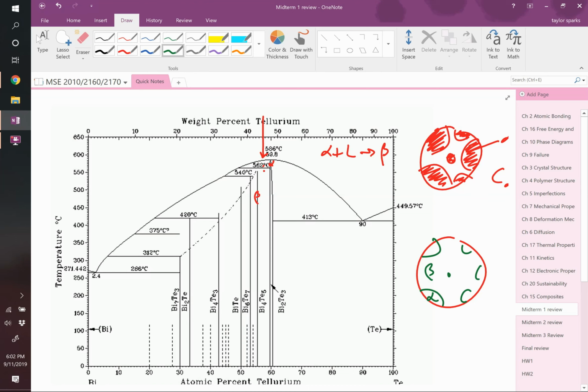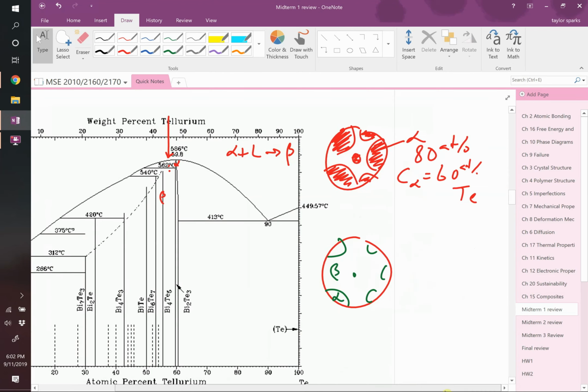So in the top one, we would label alpha as some percent alpha, and then alpha is some percent bismuth and some percent tellurium.